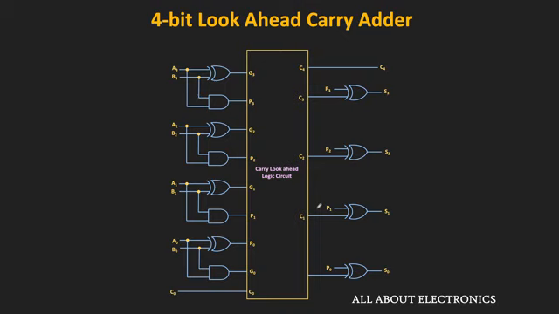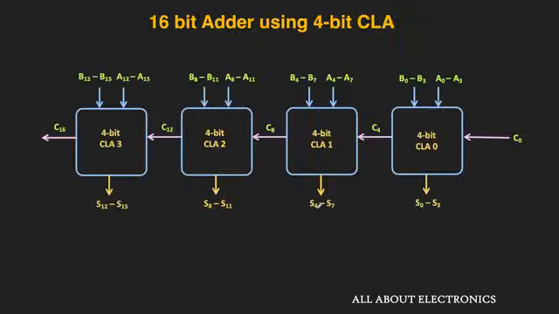So the question is, how to scale up this look-ahead carry adder logic when the n is greater than 4. There are a couple of ways by which we can achieve that. For example, if you want to build a 16-bit adder, then instead of using the 16-bit CLA directly, we can use blocks of 4-bit CLA and we can cascade such blocks to build the 16-bit adder.